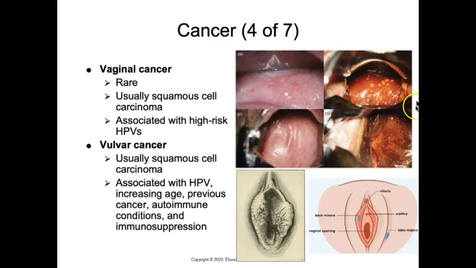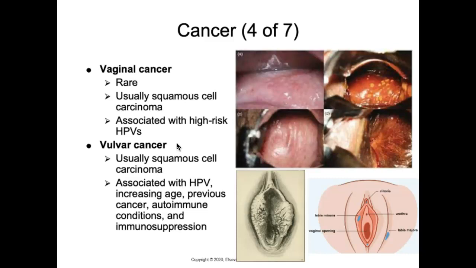Now, in these images over here, we can see some scattered plaques that were found and the progression of that. And we are using different types of staining in order to visualize this, such as the acetic acid staining or Lugol staining. Next up is vulvar cancer, and this is also usually a squamous cell carcinoma.